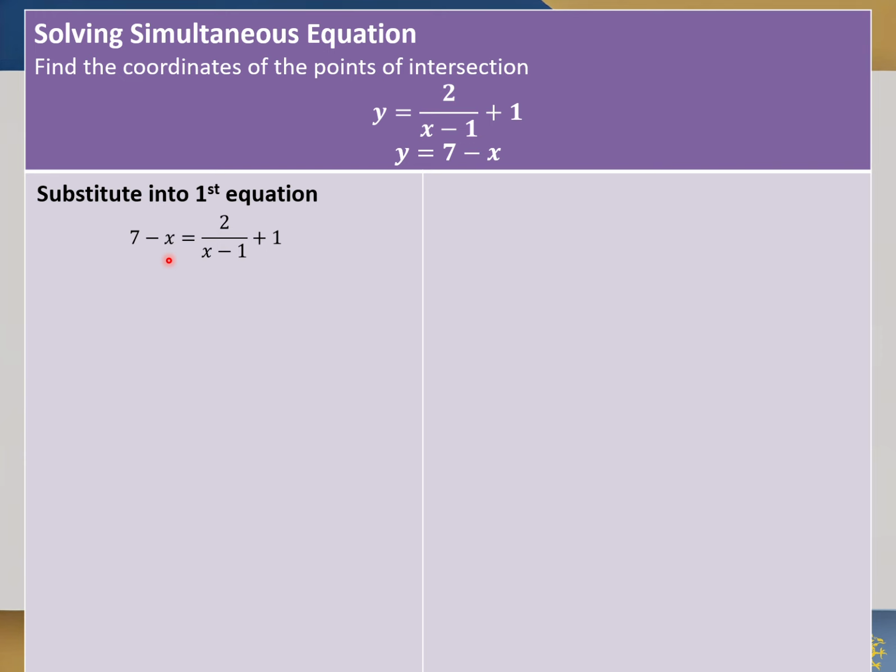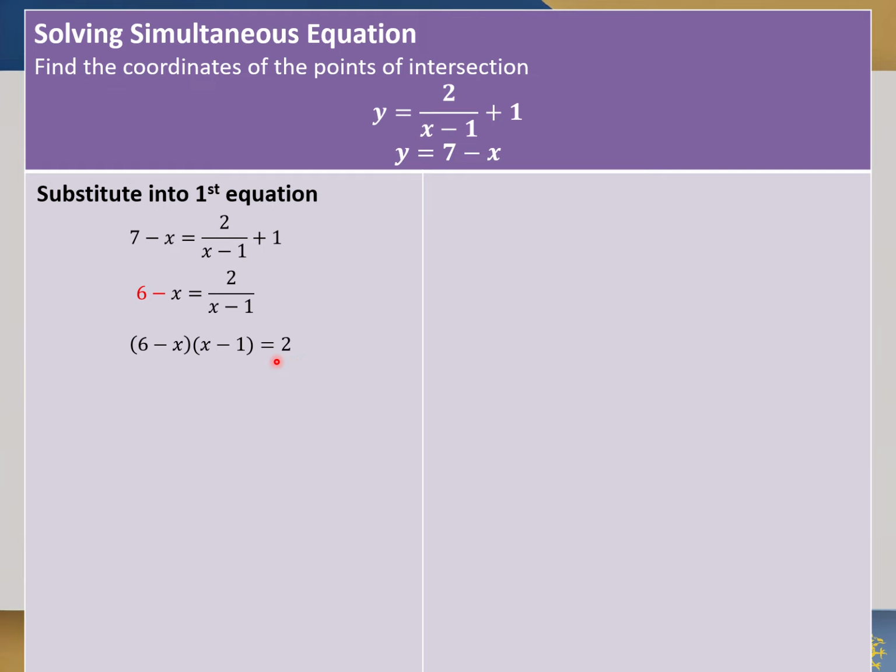That gives me 7 take away x is equal to 2 over (x minus 1) plus 1. Now the second part is I just want to simplify it, so I'll take away 1, and that means I've got 6. So 6 take away x is equal to 2 over (x minus 1). We hate having fractions, so when we can, we get rid of them, which means we'll just times both sides by (x minus 1). Now it's starting to look easier.